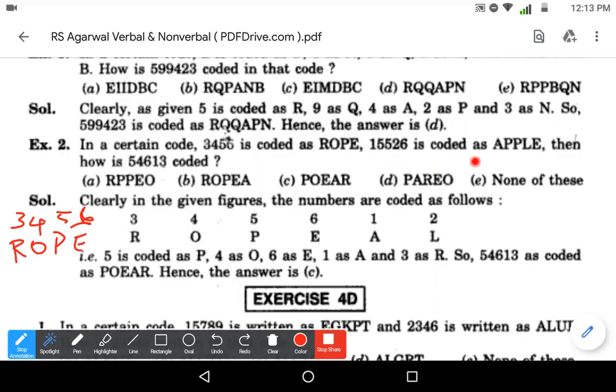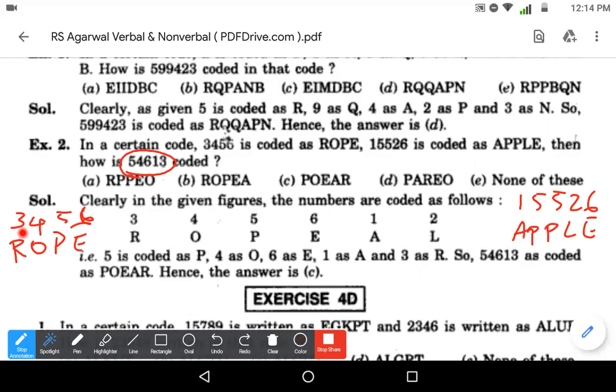Then 15526 is coded as APPLE. So 15526 is coded as APPLE. Then how is 54613 coded? Now let us see if all these numbers are there in these two: 5, 4, 6, 1, 3. So we have everything. So let us start finding out.